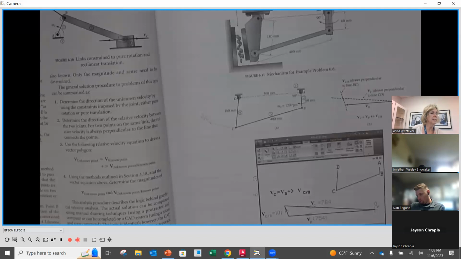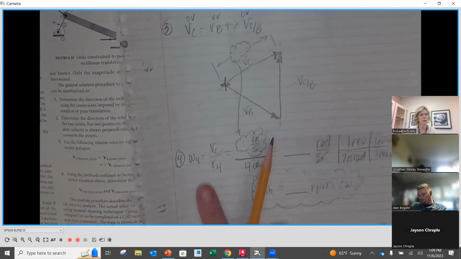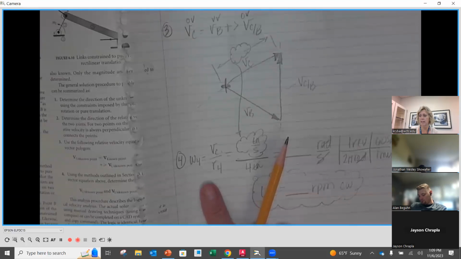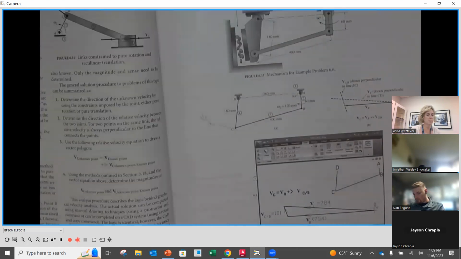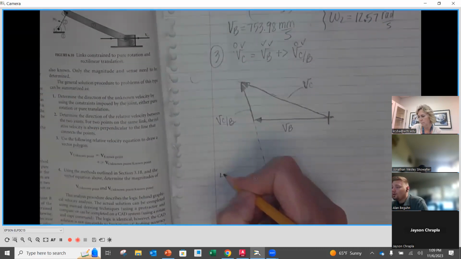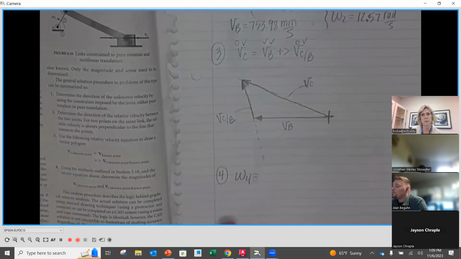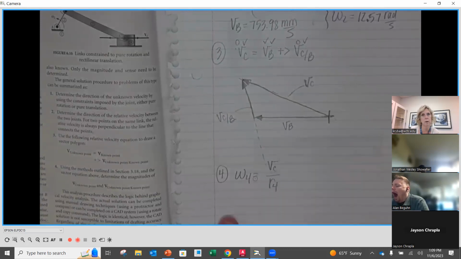If you look back at the previous example we did, our vector diagram, and then we need to do the angular velocity equation, rearranging it to solve for W4 using the magnitude of the velocity at C divided by its distance. So our next part, we're not done yet. The next part of this problem is going to be using the velocity of C. We're going to calculate the angular velocity of 4. It's going to be the velocity of C divided by that radius of 4.